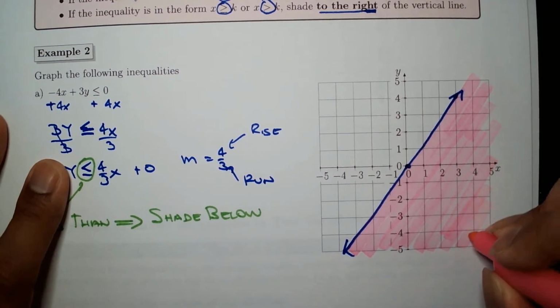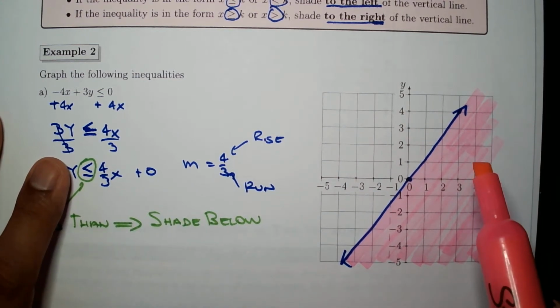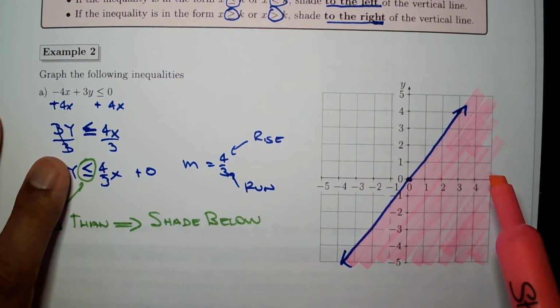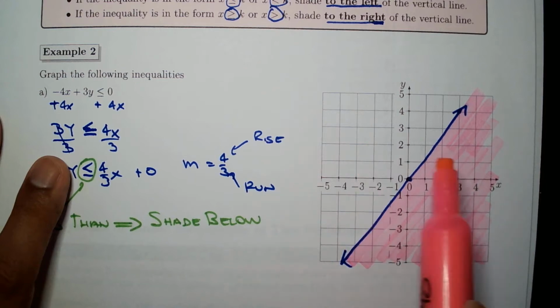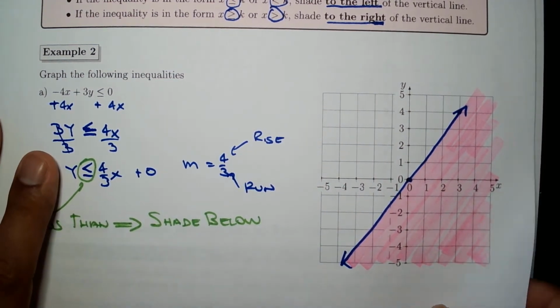So when you do this in MyMathLab, you are going to have the graphing utility with a bucket of paint, and then you would choose to paint on one side or the other. So in this case, we shade the one below.